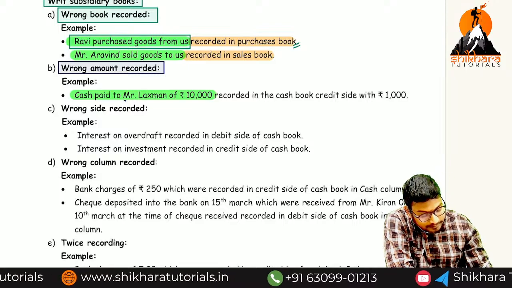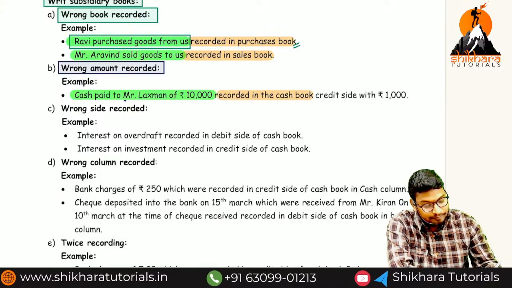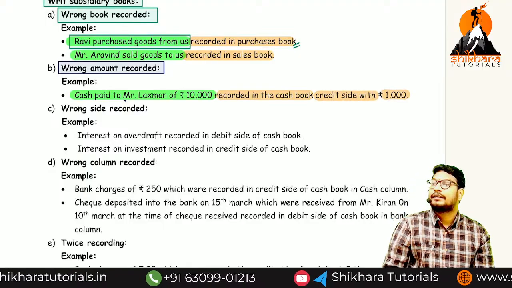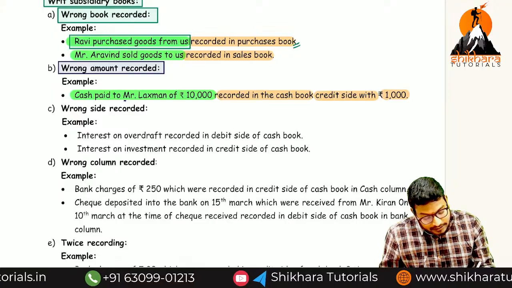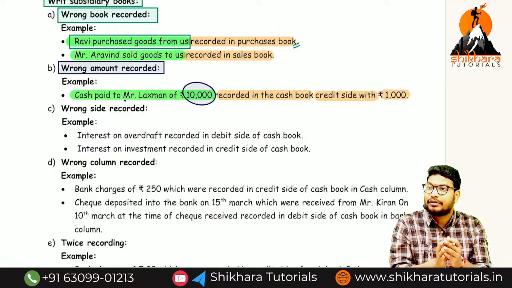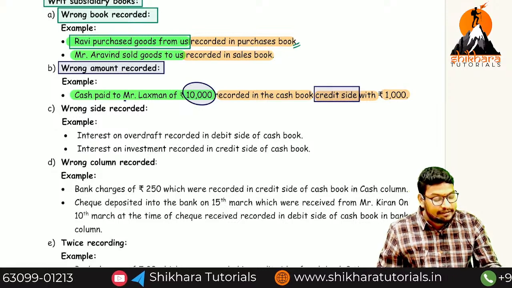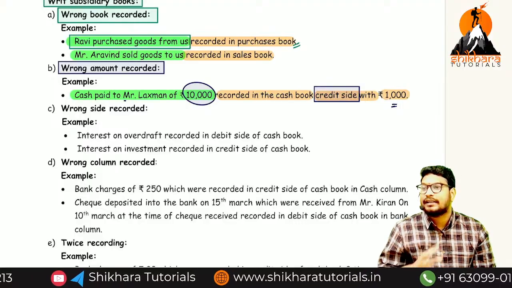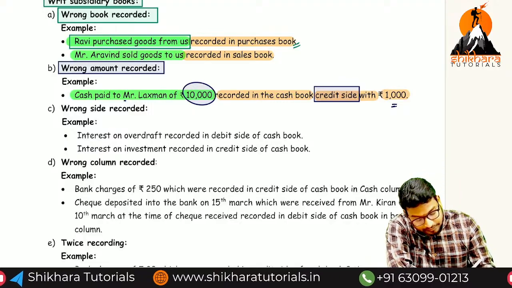Okay? But what they have done? Recorded in the cash book only, on the credit side. But the amount, how much they have recorded? 1,000 only. How much amount we need to record? 10,000. Side correct, amount wrong. In the cash book, we need to record on the credit side only, and they have also recorded on the credit side. But unfortunately, the amount they have recorded is wrong. Instead of 10,000, they are taking only 1,000. So how the impact will be? We try to understand. So wrong amount recorded.